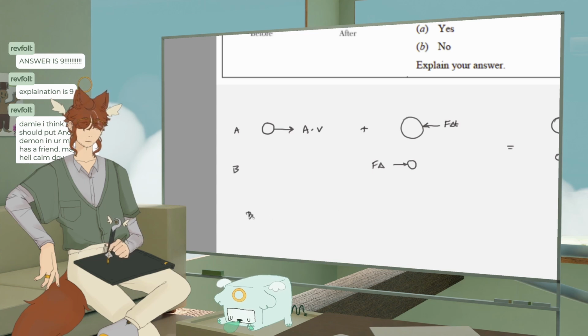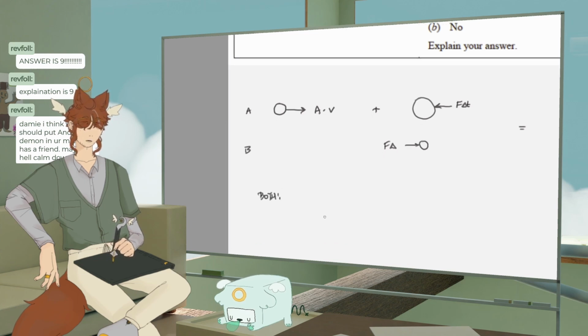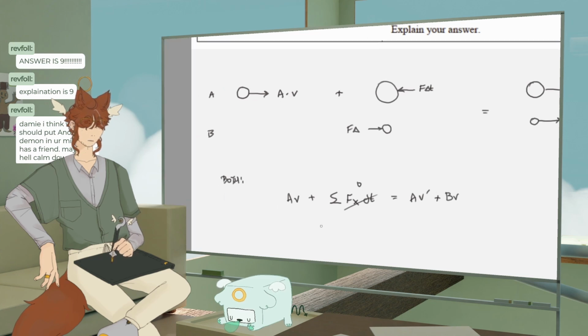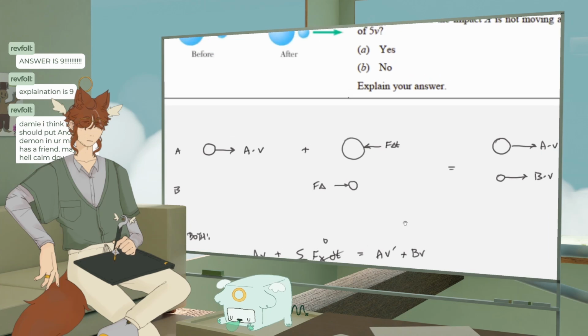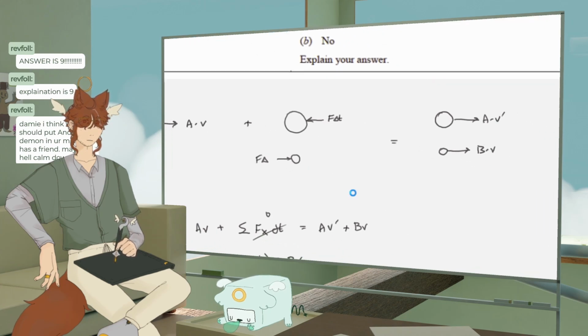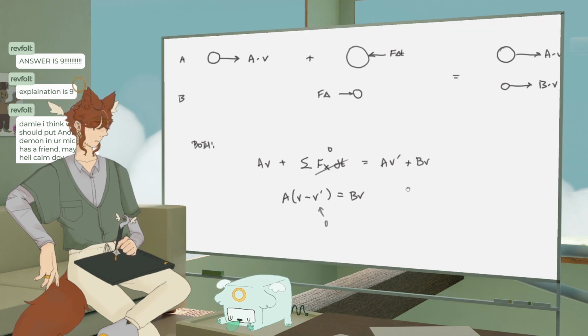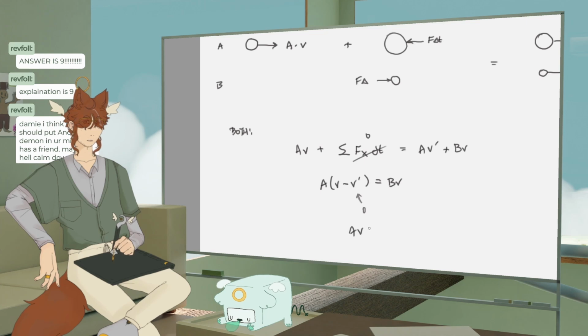I'm gonna do the system of both. So we say AV plus... I'm skipping a couple steps here. This is gonna be 0 equals AV1 plus BV. So what this would have to mean is that A times V minus V prime equals BV. So what they're saying is that this would have to be 0, and basically if V prime is 0, then AV has to equal BV, and this cannot be true.